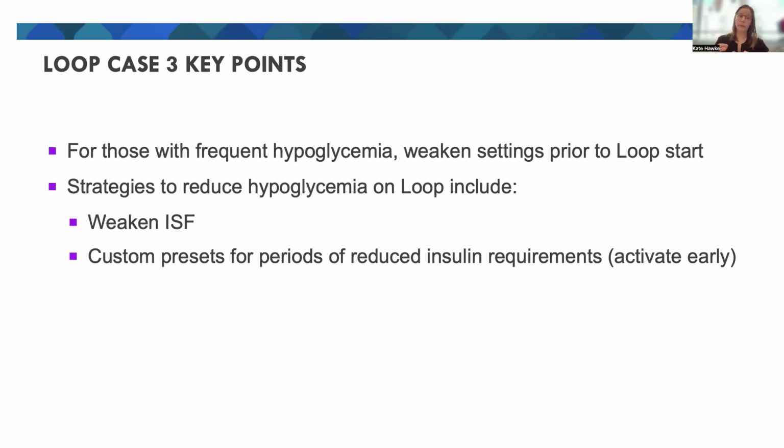Weakening the ISF is really powerful to reduce hypoglycemia on loop, and using custom presets for periods of reduced insulin requirements. That could be exercise or what have you, and really activating those early makes a difference. Of course, you can change any parameter to reduce hypoglycemia. It could be basal, carb ratio, or target, but oftentimes when people are starting out on loop, ISF can be the most relevant. It can be previously programmed a bit strong relative to what's needed on loop.